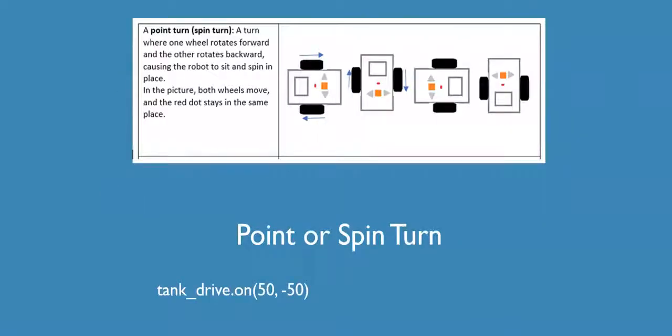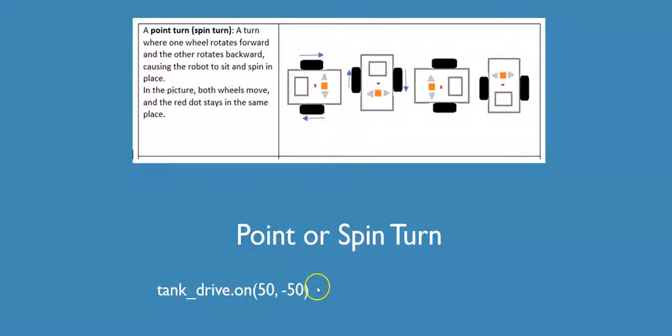The first turn we're going to look at is the point or spin turn. In this turn, one wheel rotates forward and the other rotates backward at the same speed. The robot is going to sit and spin on the spot. It actually turns around the midpoint between the two wheels. So in this picture, the midpoint is here. You can see that midpoint stays in the same place as the robot turns. This is the turn that takes up the least space.